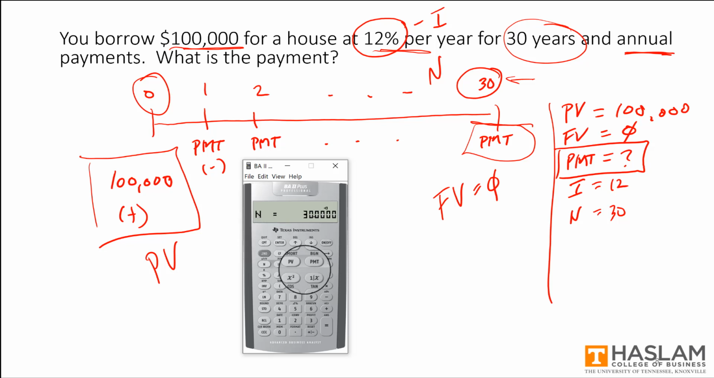Now I'm ready to find payment. So compute PMT, and there's my answer. $12,414.37.